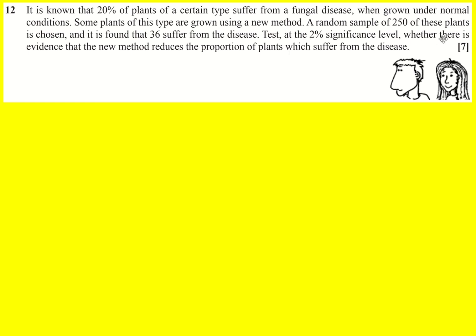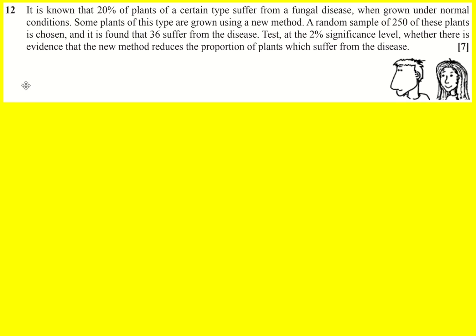Test at the 2% significance level whether there is evidence that the new method reduces the proportion of plants which suffer from the disease. Now, the proportion of plants has reduced for the sample, but that doesn't mean you can make a conclusion that for the whole population it has, and that's what hypothesis testing is about. The more in your sample, the more likely it's going to be. But you have these strict conditions. We need to be sure, or at least 98% sure, that the new method has reduced it. Right, let's set things up.